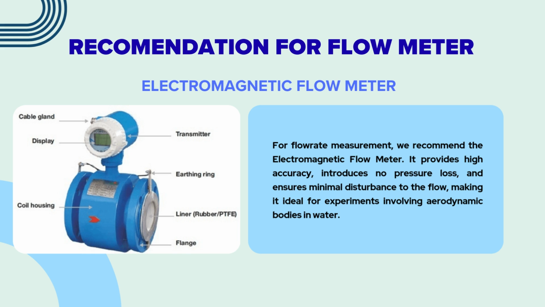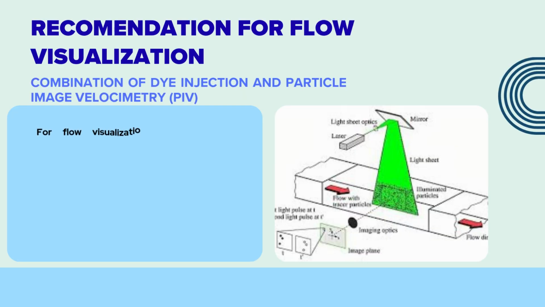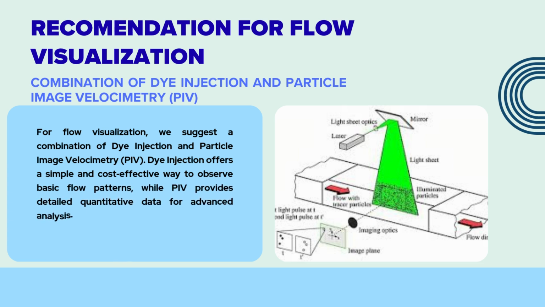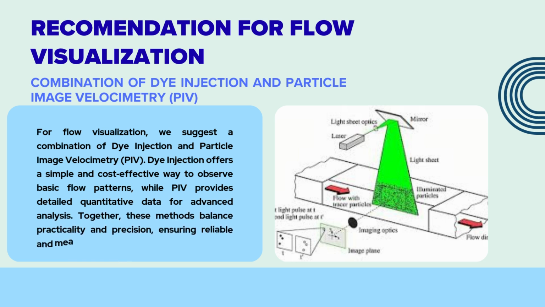For flow visualization, we recommend combining dye injection with particle image velocimetry (PIV). Dye injection is a simple and cost-effective method that helps reveal basic flow patterns, making it useful for initial observation. PIV, on the other hand, provides detailed and quantitative data by tracking tracer particles illuminated by a laser sheet. This technique allows for precise velocity field analysis. By using both methods together, we achieve a balance between practicality and precision, ensuring clear visual results and reliable data for the aerodynamic body experiment.